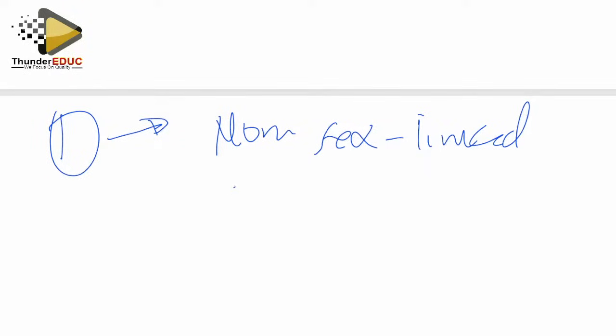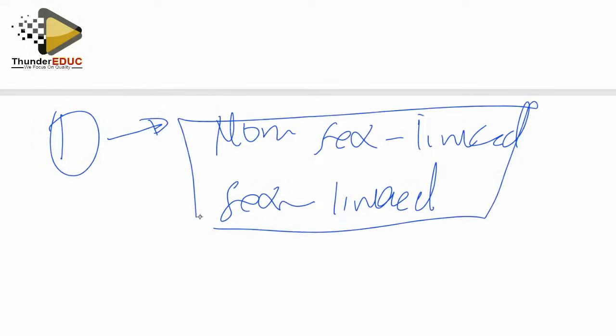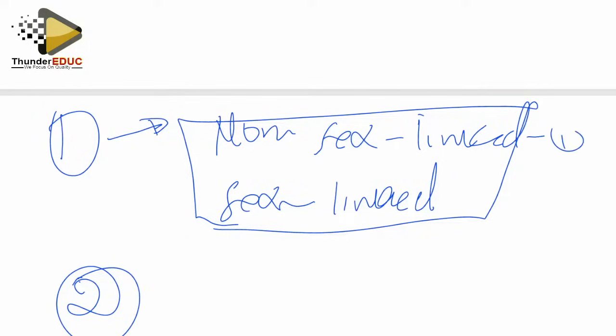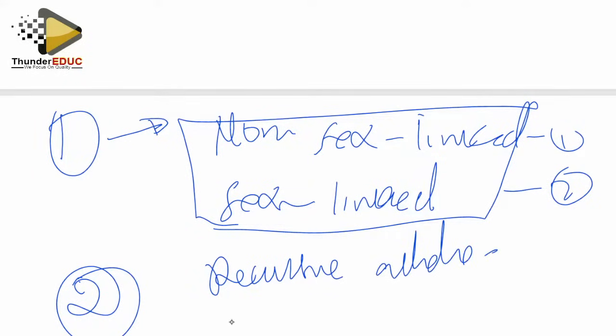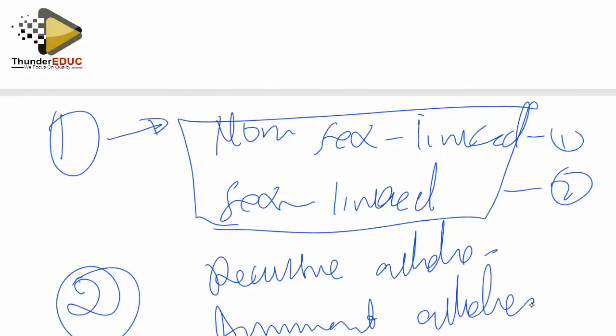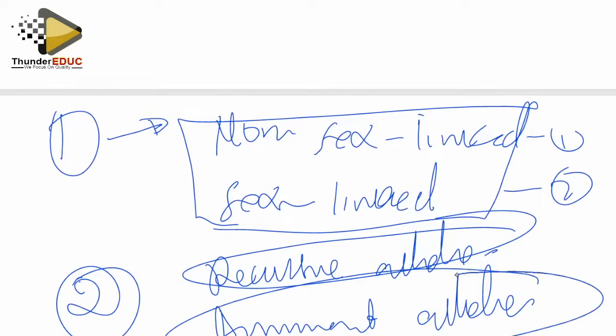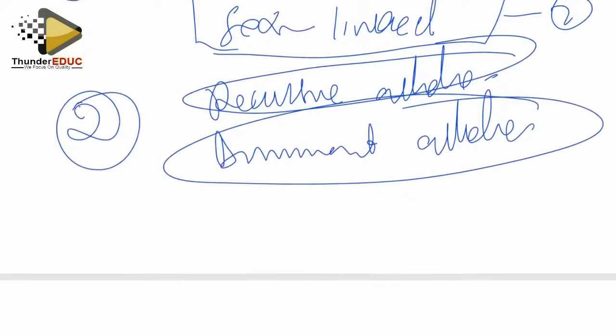The second one is sex linked. You need to know that. The second category, so this is 1, this is 2. The second category is recessive allele or dominant allele. So is it caused by a dominant allele or is it caused by a recessive allele? Is it clear? So now here, these two, this is what it comes to.